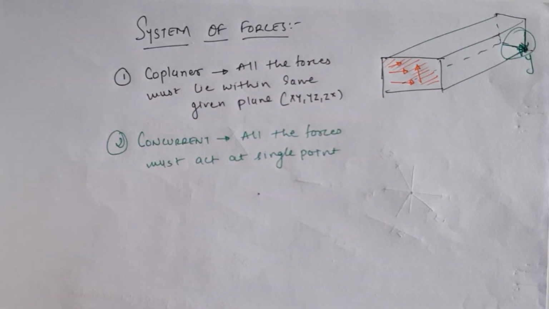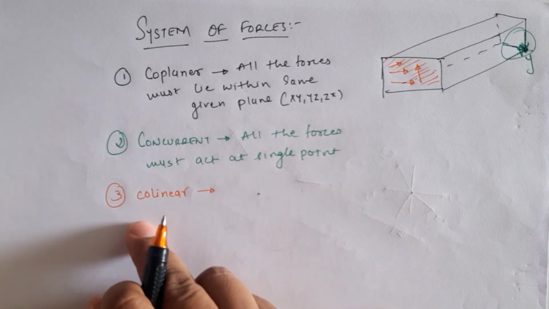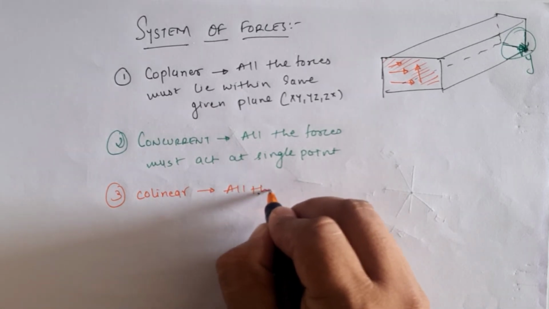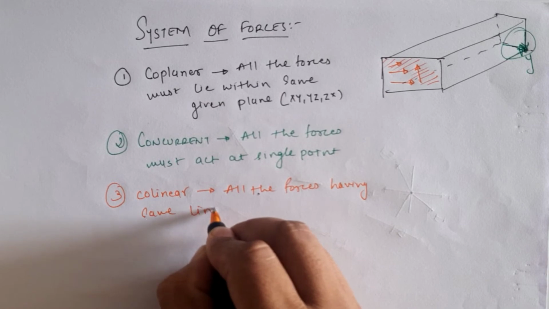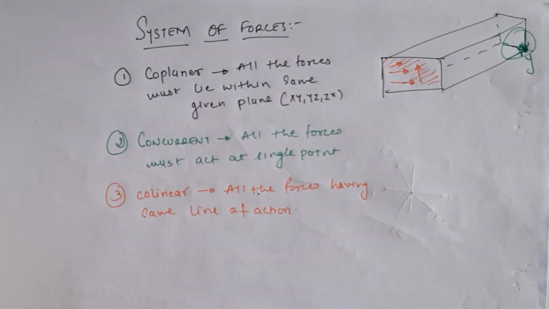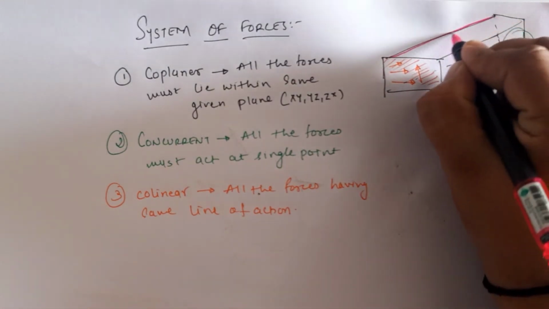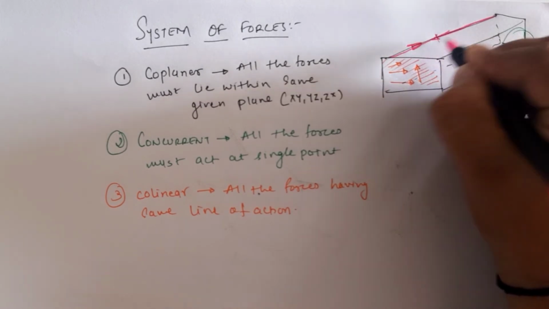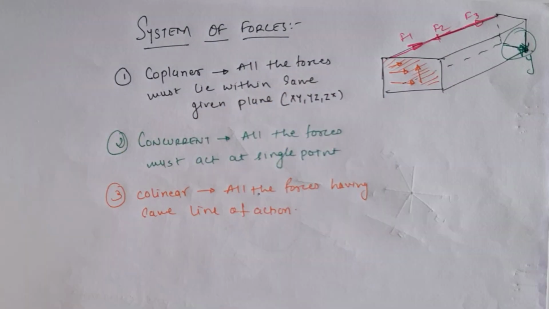And the third system is the collinear force system, in which all the forces have the same line of action. It means all the forces are on one single line. For example, if we take forces on a single line, then all the pull and push forces are known as collinear forces. Combinations of force systems are also there, like coplanar non-concurrent, coplanar non-collinear, non-coplanar concurrent, etc.